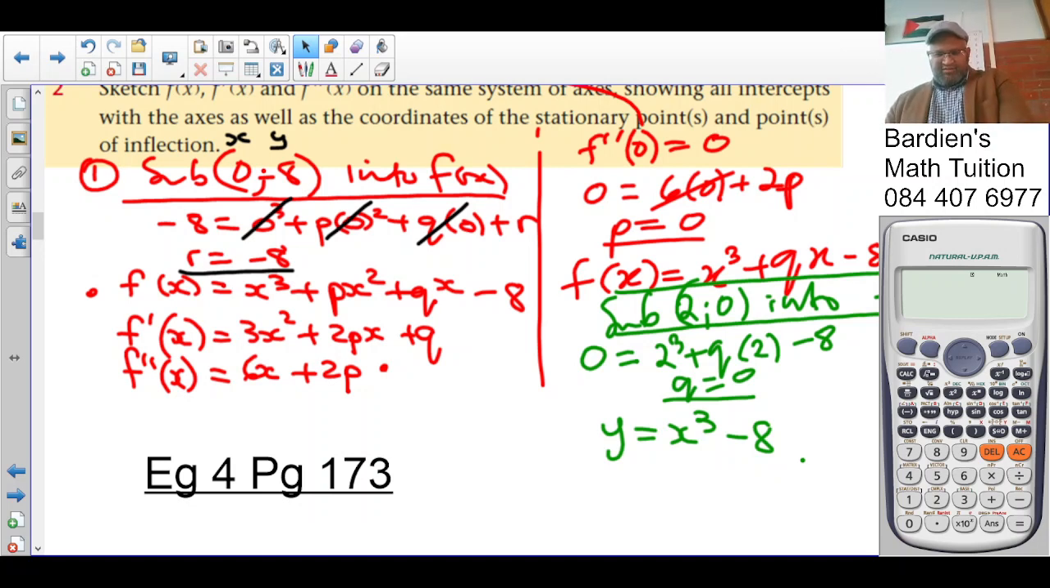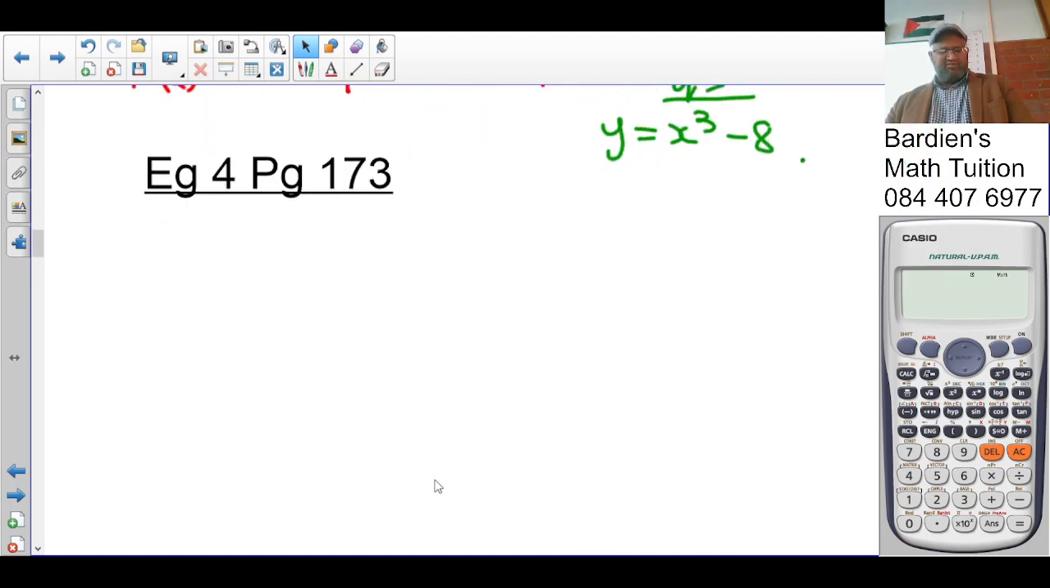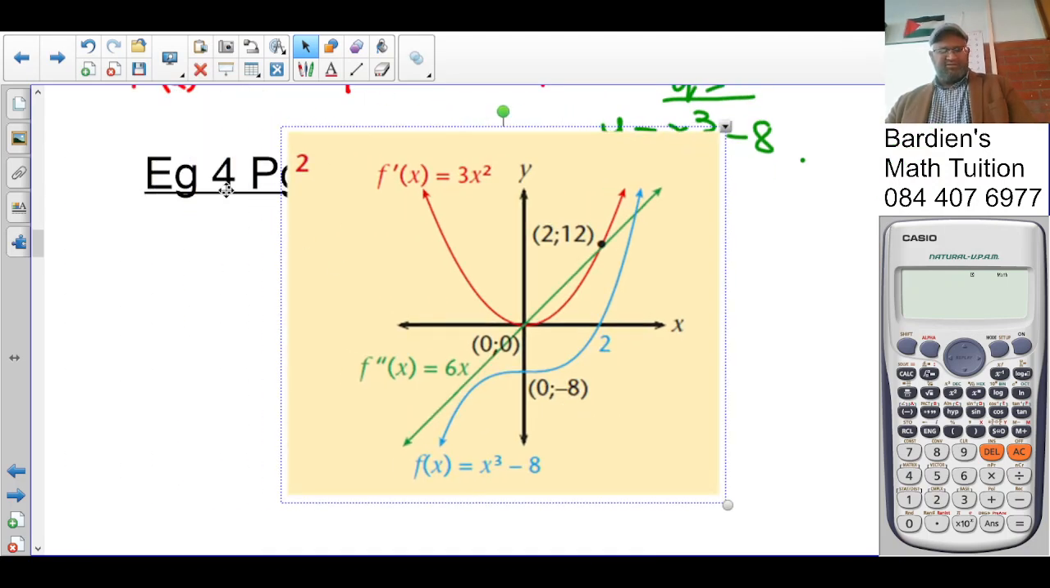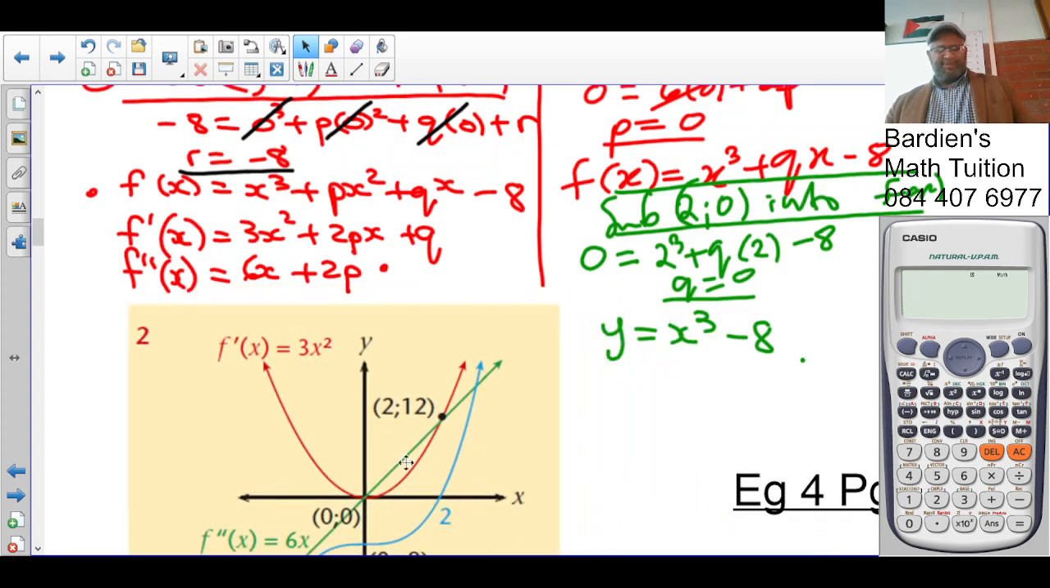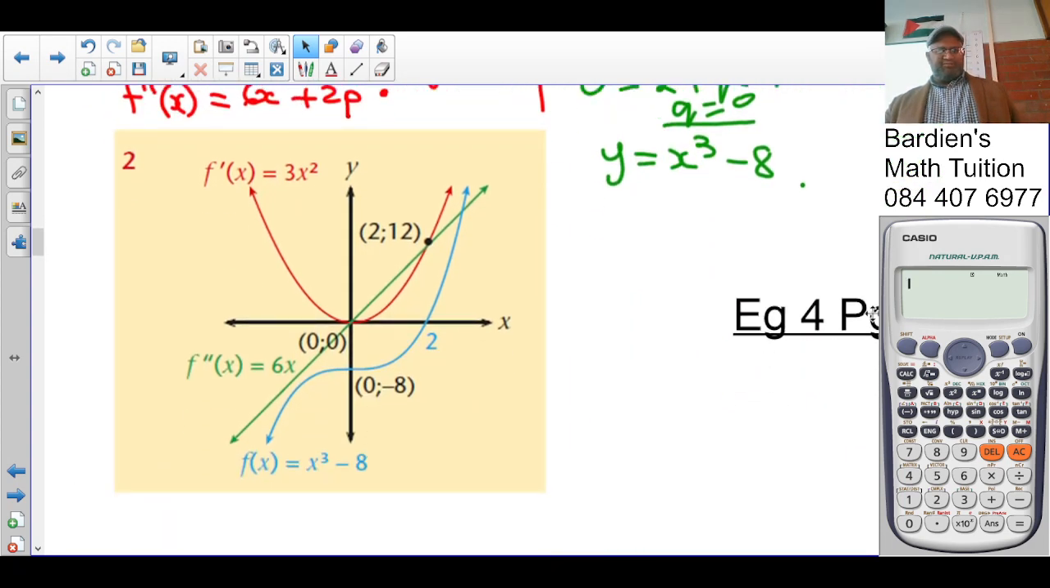We have done a lot of graphs, and you guys have written on the graphs as well. So you should know what's going on in terms of this graph here. Okay, that's the answer to number 2.